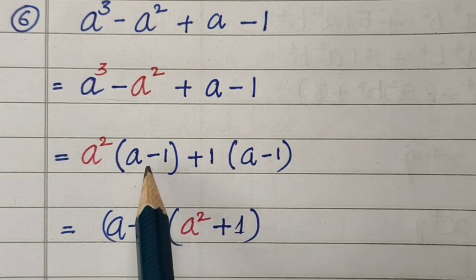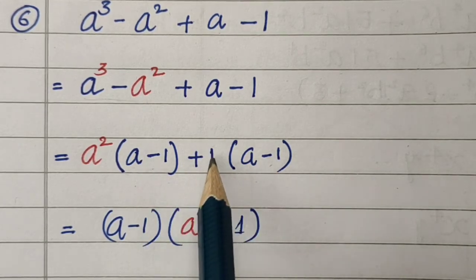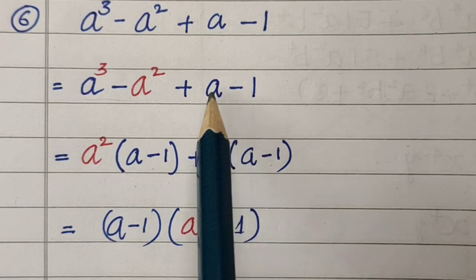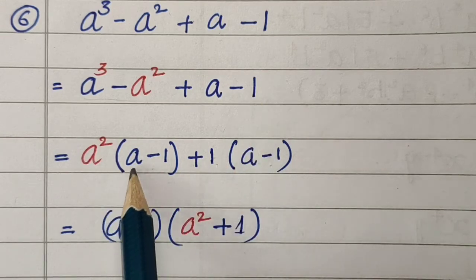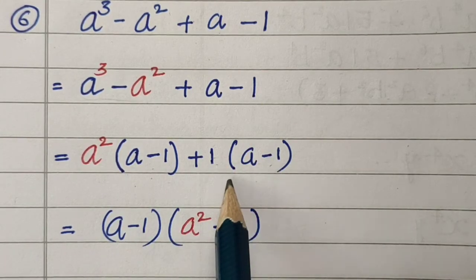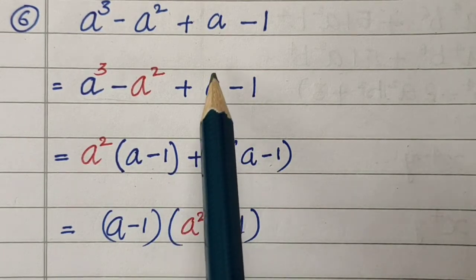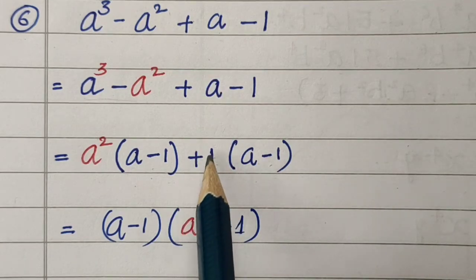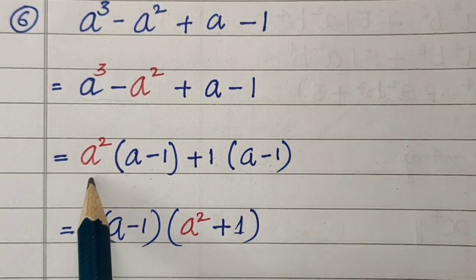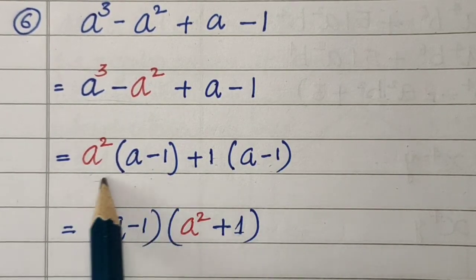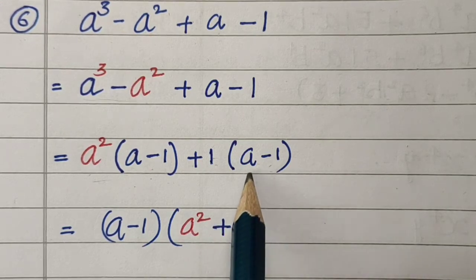We should just try to get this here. When you take out 1 common, so 1 into a we are getting it, minus 1 into 1 is this. Among these two, a minus 1 is common. We need to take 1 here, plus 1, so that we can take a minus 1. A minus 1, when you take out, we are left with a square in this part plus 1.